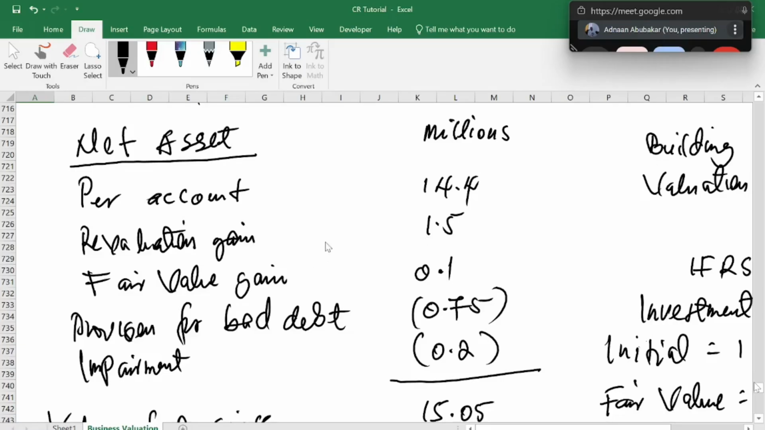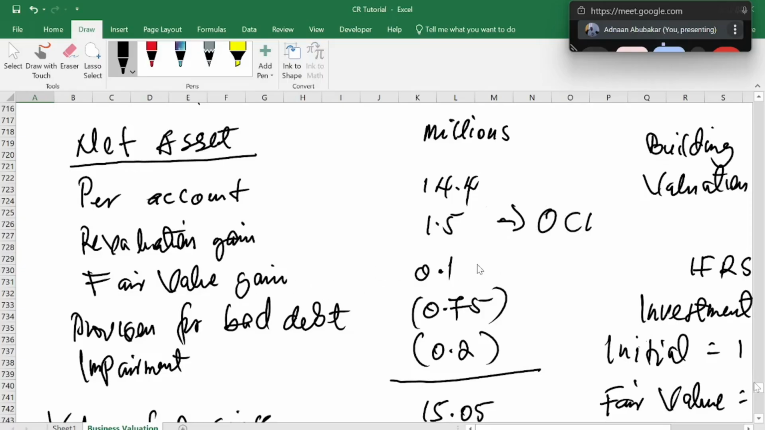Revaluation, no, no, no. Be very careful here. The only adjustment that will go to your earnings will be the item that affects your profit and loss account. Revaluation gain doesn't affect the profit and loss account. This one goes to what we call OCI, so it will not affect your profit and loss account.